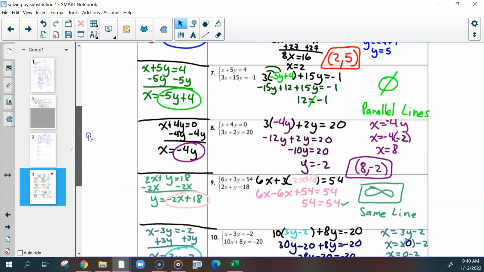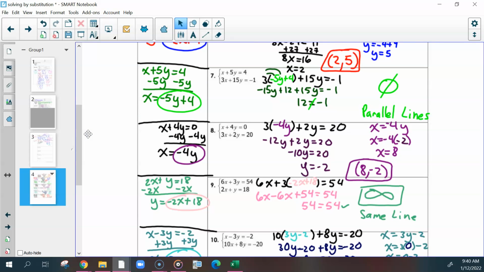Really, I'm just going to say what the answers are, and then if we need to double check the work or anything like that, we can go back to that. So for number 7, you should have got that was no solution because they ended up being parallel lines. The variables canceled. For 8, the solution was 8, negative 2.